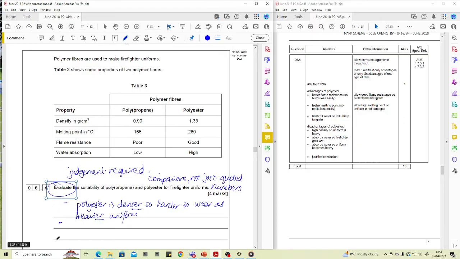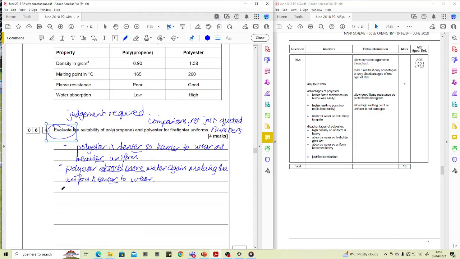We've got polyester absorbs more water. I'm doing disadvantages first, I don't know why. Absorbs more water, again making the uniform heavier to wear. That's going to slow you down when you're running up and down stairs. Okay then, but however, advantages?